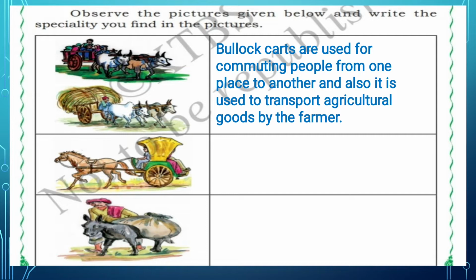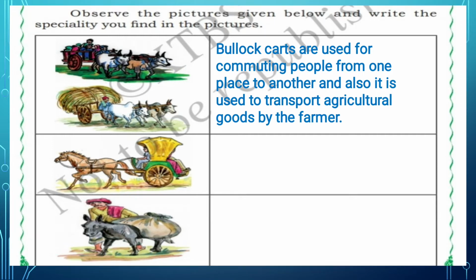That is, bullock carts are used for commuting people from one place to another, and also to transport agricultural goods by the farmer. That is why bullock carts are used. The first purpose is moving from one place to another. From the first picture we understand that people used to move from one place to another with the help of bullock carts. And second, the farmer used to carry his agricultural goods from one place to another with the help of a bullock cart.